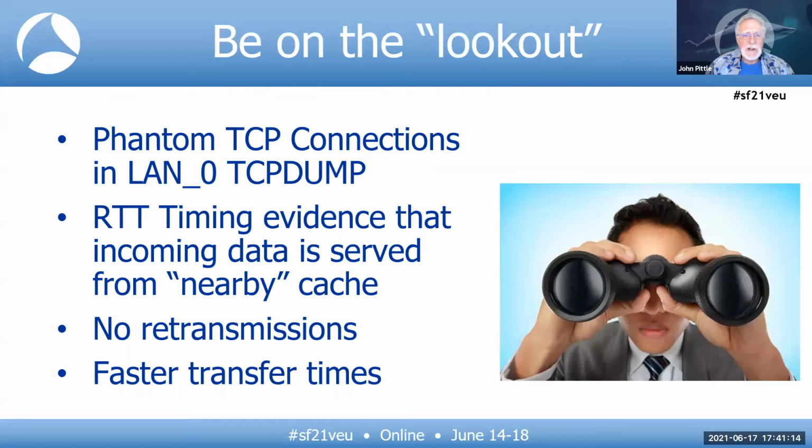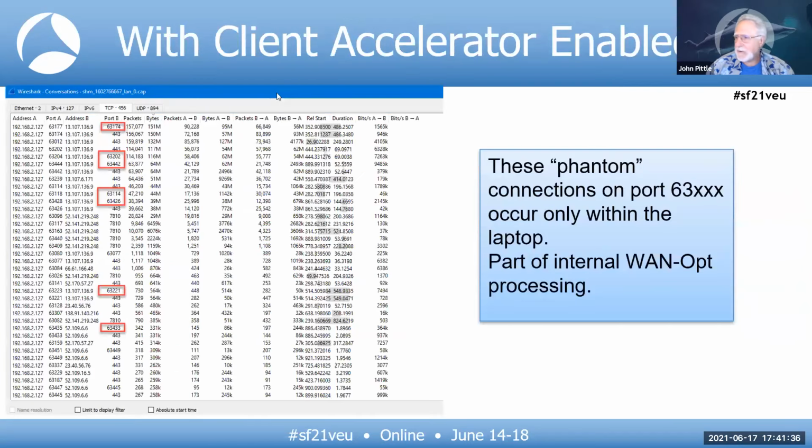Here's what we're going to see. We want to be on the lookout as we get into these captures. We're going to see some phantom TCP connections. We'll talk about that. We're going to look at some RTT timing, and we're going to look at data coming from a nearby cache and the fact that there's no retransmissions and faster times.